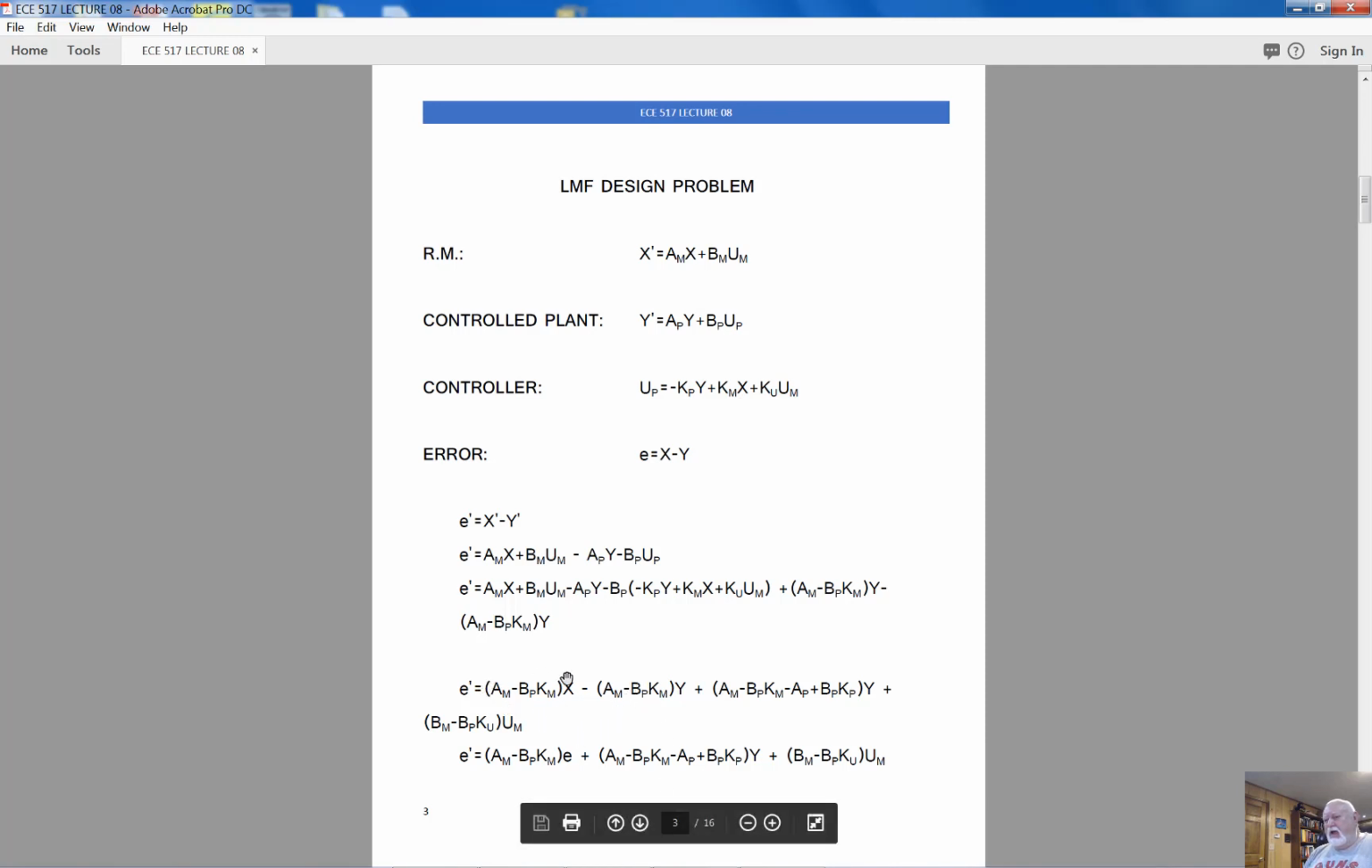And finally, look, AM minus BPKM with X and AM minus BPKM with Y. If we would factor out AM minus BPKM, then I will have X minus Y and it will be error. So this is the final working expression for the derivative of the error.